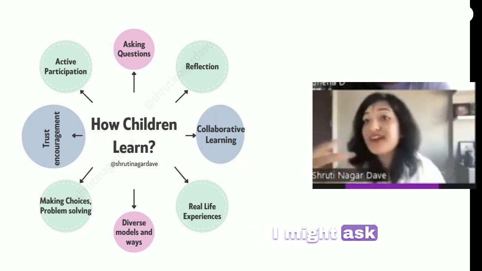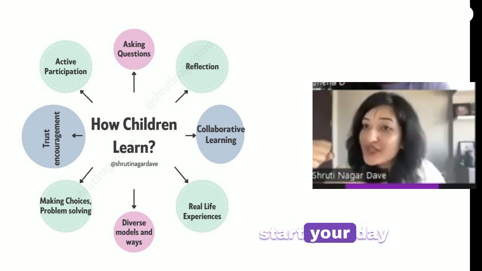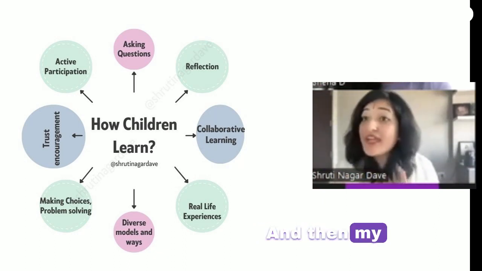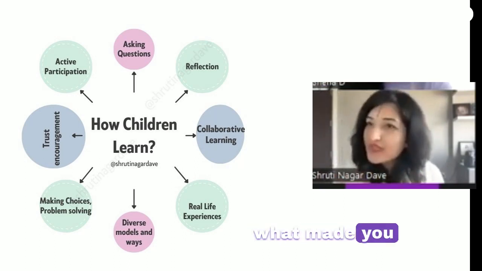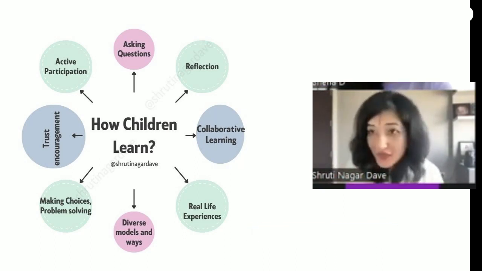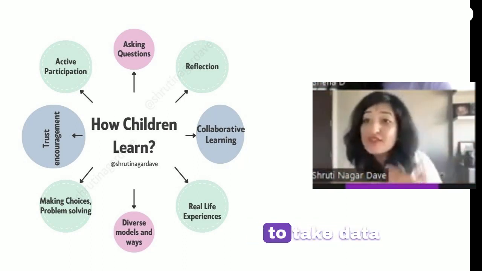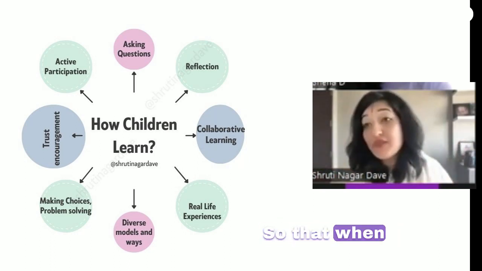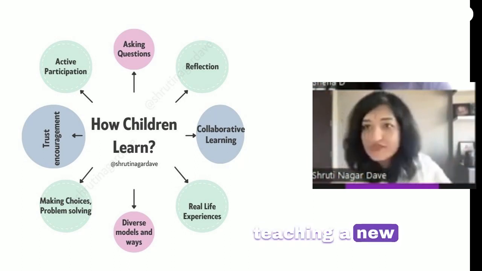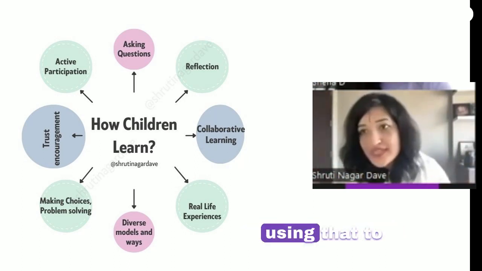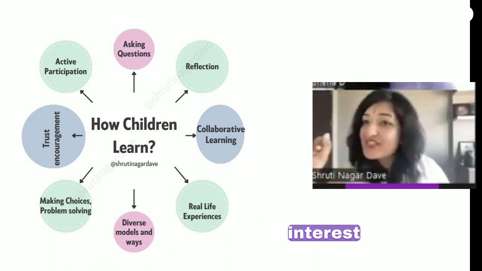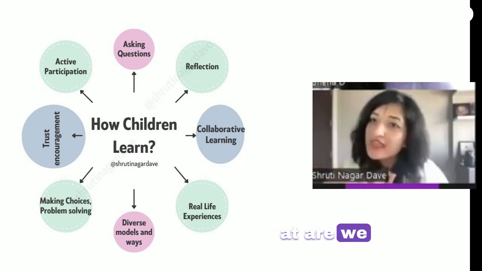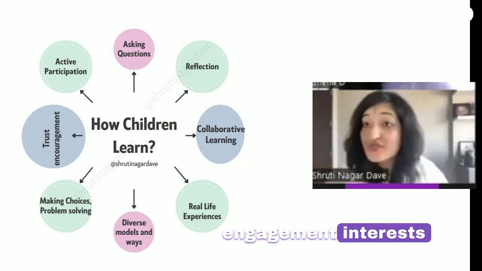And in that, I might ask my student or learner, what would you like to start your day with? So that gives a child an opportunity to choose. And then my job would be to check on what made you take that decision. Why did you choose that? The child might say anything, but that's for us to take data, to collect their interests, their thoughts, their feelings, their emotions about that particular item, so that when you are delivering the content, teaching a new thing or experience to them, you'll be using that to engage them. Knowing a child's interest and needs is for the engagement. When you have a problem with engagement in the class, look at whether we are in alignment with their needs and interests at this moment.